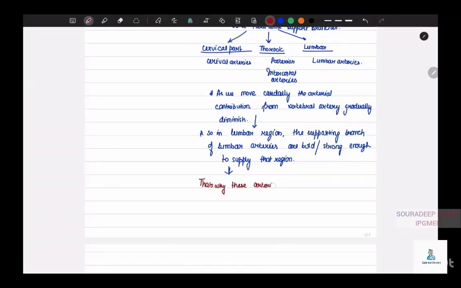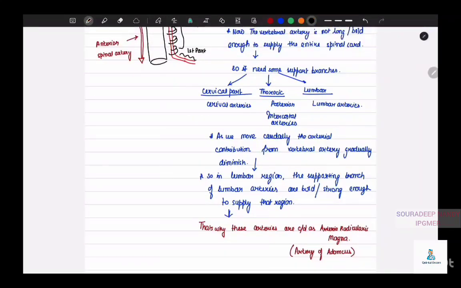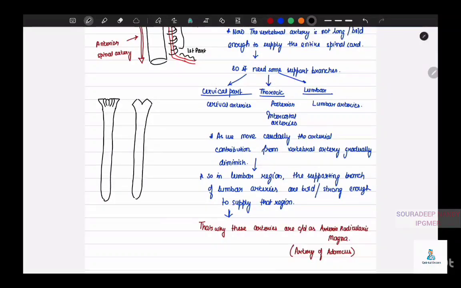That is why these arteries are called arteria radicularis magna, or the artery of Adamkiewicz. In the lumbar region, the supporting branch of the lumbar artery is strong and bold enough to supply that region. This might be asked in your MCQ or in a viva. So let us see this with a diagram.